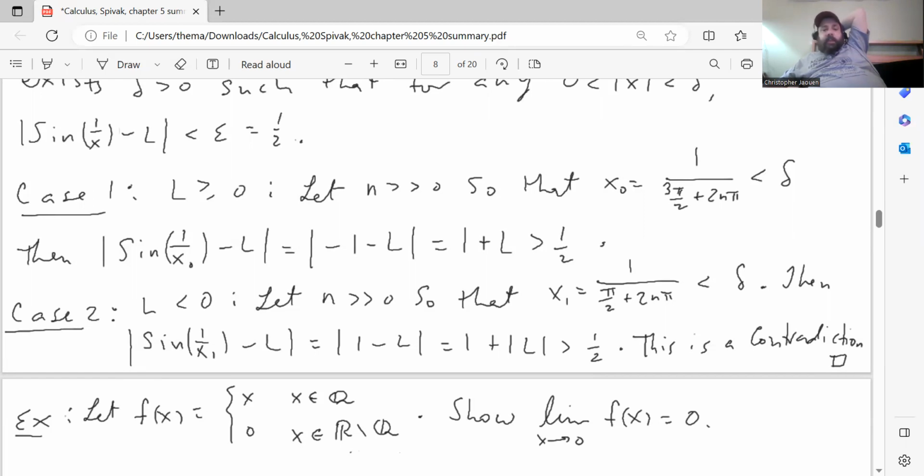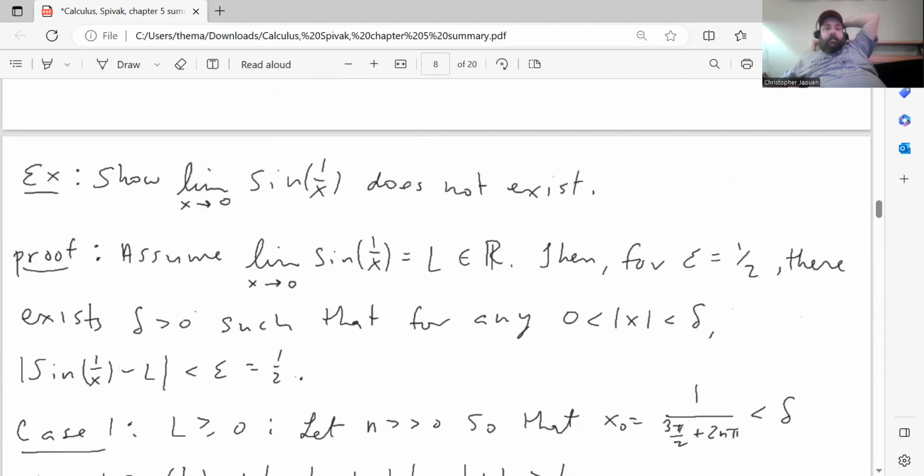Then sine of 1 over x1 minus L is the absolute value of 1 minus L. When you simplify, that's equal to 1 plus the absolute value of L, because L is negative. We assumed L was negative here, right? So negative L is positive. So 1 plus absolute value L is obviously greater than a half. And that's a contradiction. And since we've exhausted all the possibilities for L, that means there is no limit.